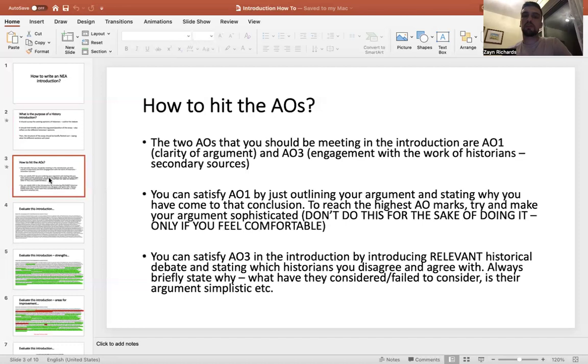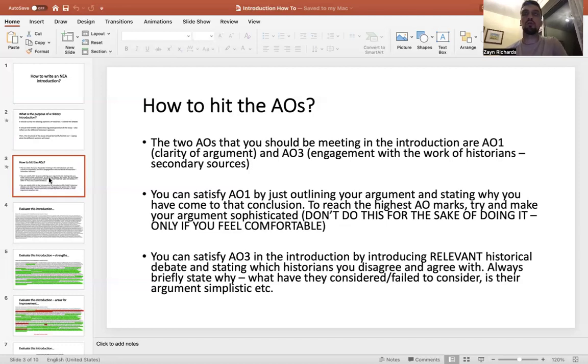So in terms of the assessment objectives, how can you hit those in the introduction? So the 2 AOs that you should be meeting in the introduction are AO1, which is basically, I've put clarity of argument there. It's a lot more than that, but essentially for the introduction, you should be giving a clear, consistent and strong argument. And AO3, you should be engaging with the debate and the work of historians, and you should be evaluating them and saying how far you agree, okay? So that's basically the 2 assessment objectives that I think can be hit in the intro. Now, you can satisfy AO1 by just outlining your argument and stating why you have come to that conclusion, okay? Now, please give a reason, give a rationale as to why you are giving that opinion.